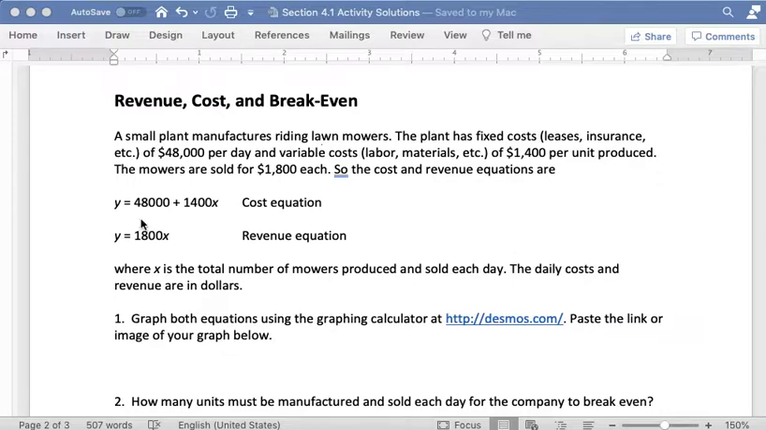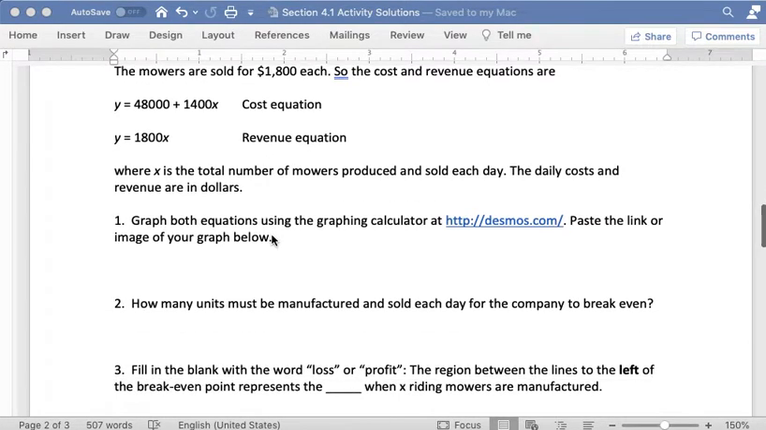So our cost equation here is y equals 48,000 plus 1,400x. Our 48,000 is going to be our fixed cost, and our 1,400 is going to be our variable costs. Our revenue equation is 1,800x because the mowers are sold for $1,800 each. X is the total number of mowers produced and sold each day, and our costs are in dollars.